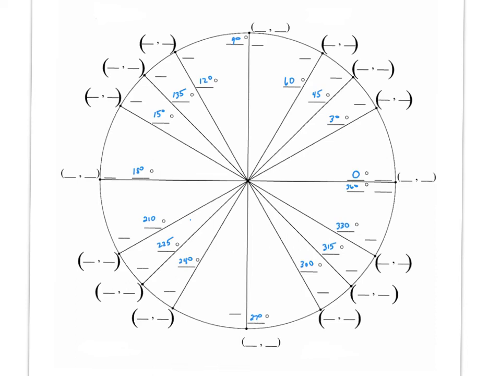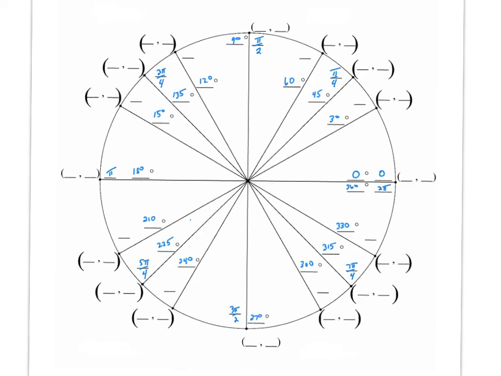Now we'll fill in the radians starting with 0. Again, we'll start with the 45 family. That means we're going to count by pi over 4s. 0, 1 pi over 4, 2 pi over 4. Notice how I reduced. 3 pi over 4, 4 pi over 4, 5 pi over 4, 6 pi over 4, 7 pi over 4, 8 pi over 4.